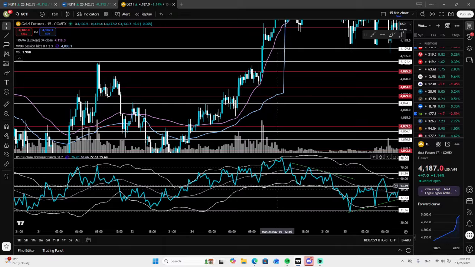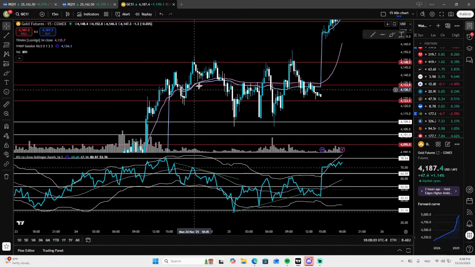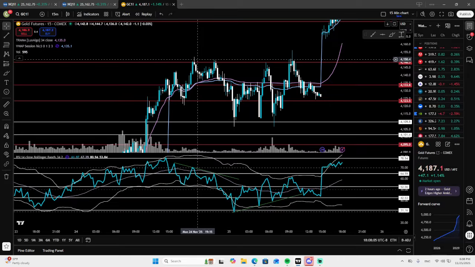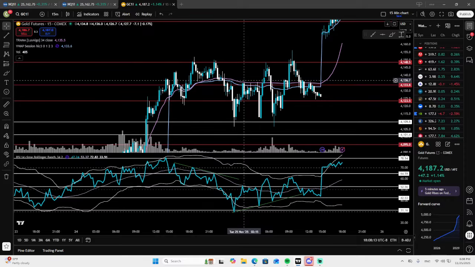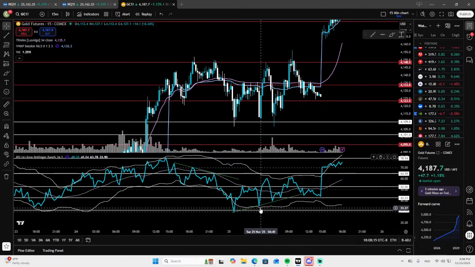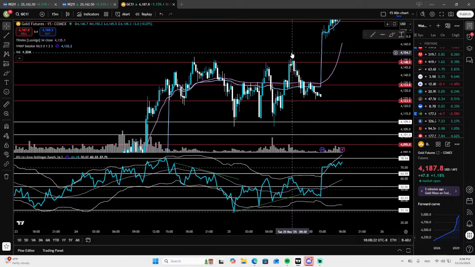If you notice, these divergences we've been pointing out have been on the 15, right? All these moves have been pretty major. Look at this dump from this divergence. What was that? Almost 30 points, 35 points? If you look at this bottom divergence, this bounce was almost 25 points. This bounce was almost 30 points. This bounce was almost 40 points, right?